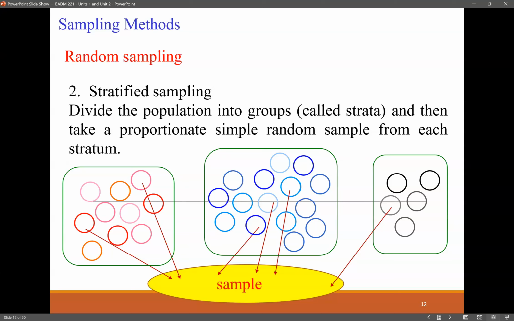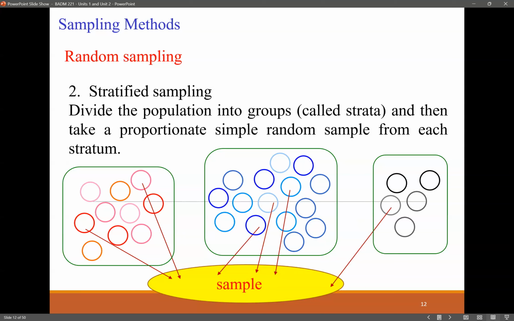Stratified sampling. You divide the population into groups, right? So you have different color balls, and you divide them into red balls, blue balls, and black balls. Then you choose, maybe two from red, three from blue, and one from black. That is your stratified sampling.